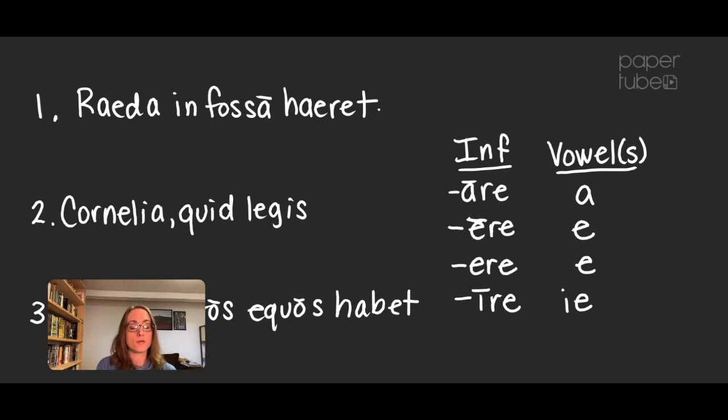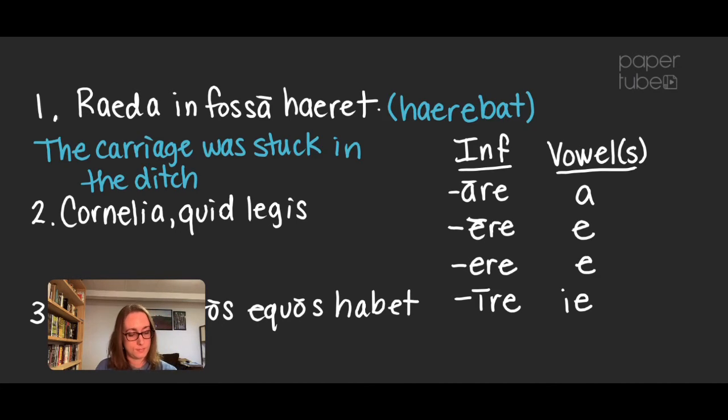Raeda in fossa haeret. So haeret, haereo, haerere, is a second conjugation verb, so that means there will be an E that comes before the ending. The carriage is stuck in the ditch is what it says now. Let's make our verb into the imperfect tense. I'm going to put that in blue. Now number 1 is finished.